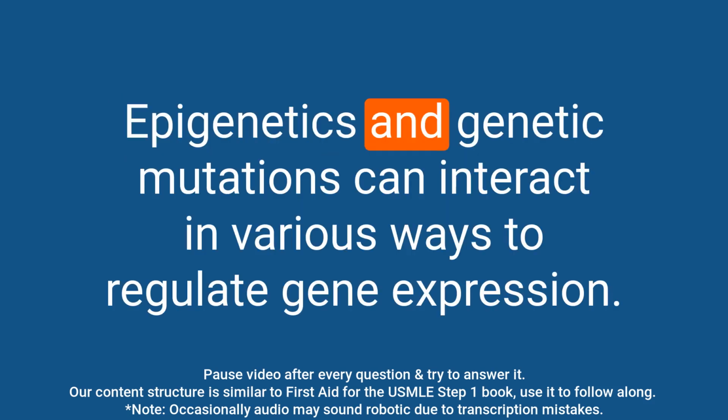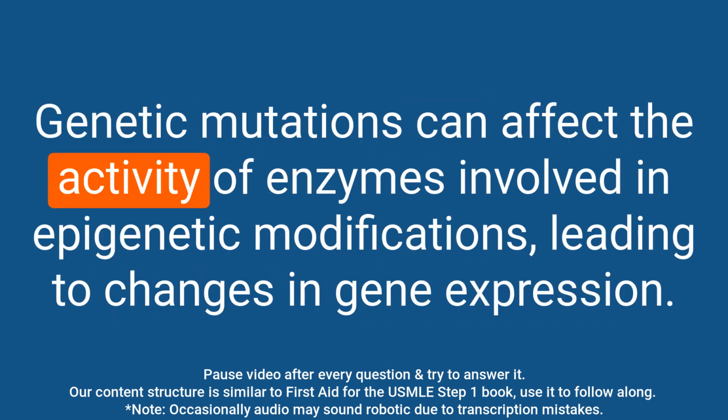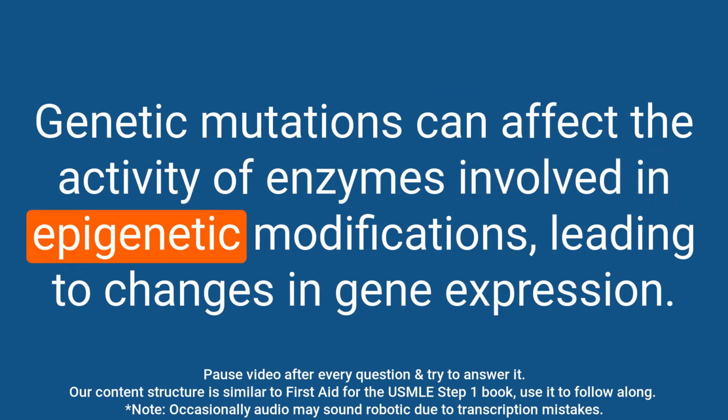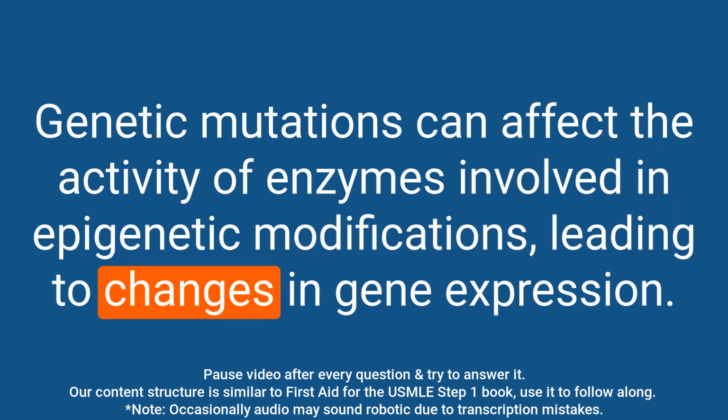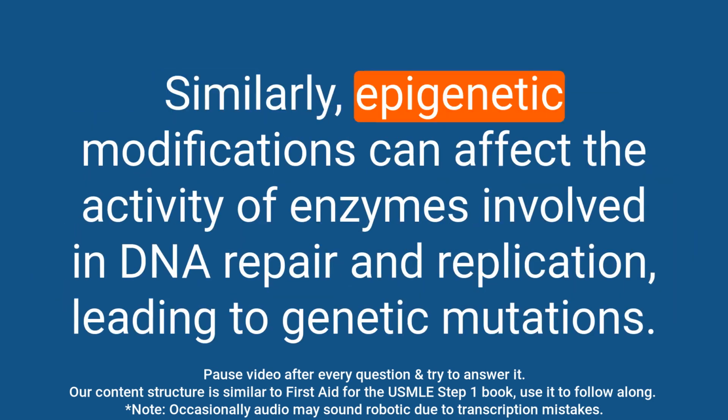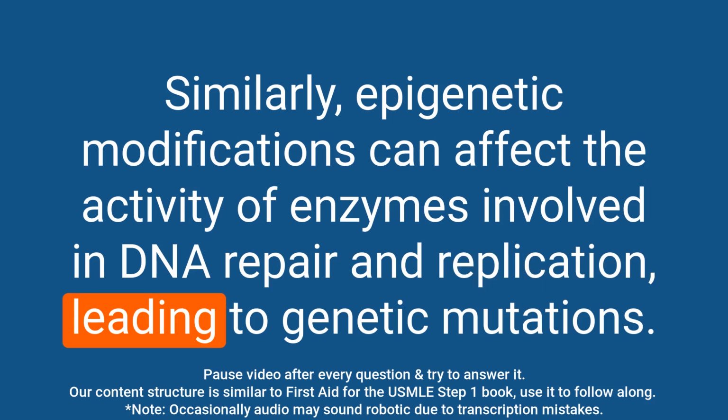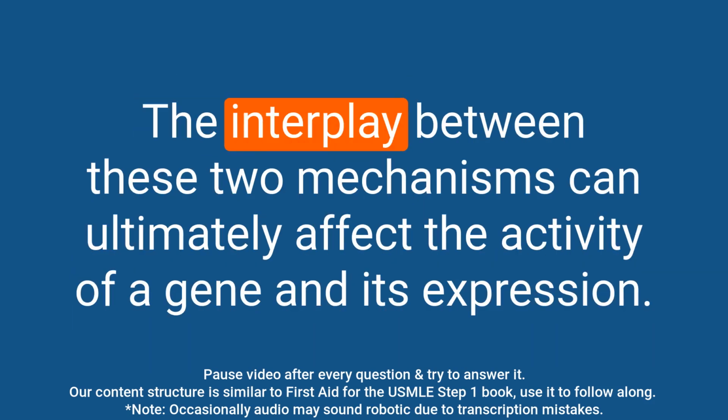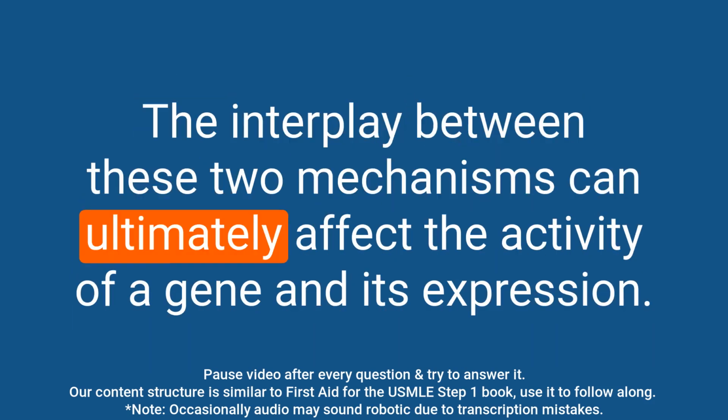Question: how do epigenetics and genetic mutations interact in regulation of gene expression? Answer: epigenetics and genetic mutations can interact in various ways to regulate gene expression. Genetic mutations can affect the activity of enzymes involved in epigenetic modifications, leading to changes in gene expression. Similarly, epigenetic modifications can affect the activity of enzymes involved in DNA repair and replication, leading to genetic mutations. The interplay between these two mechanisms can ultimately affect the activity of a gene and its expression.